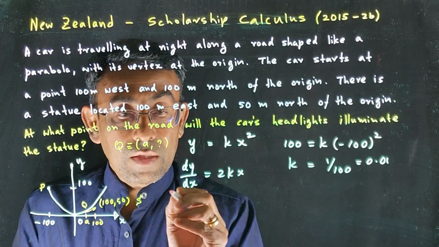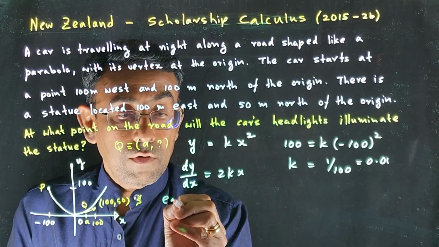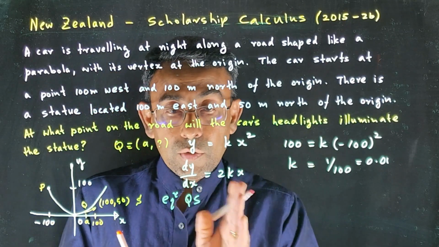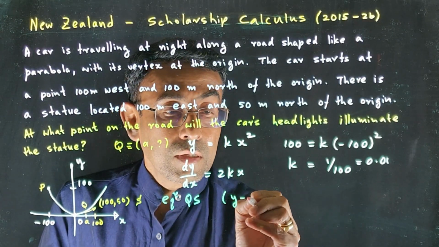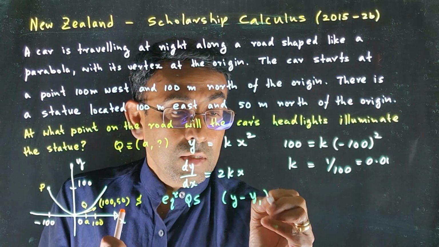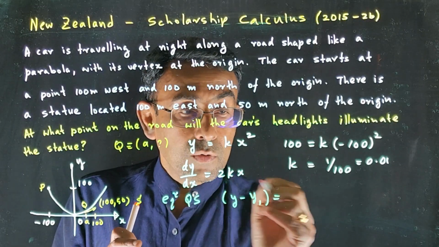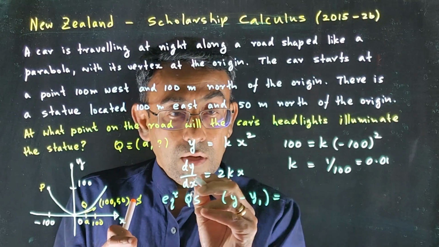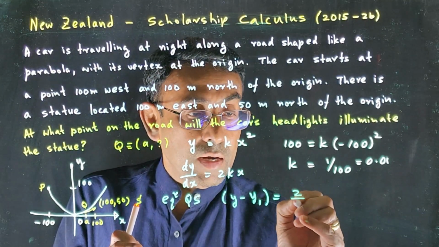So therefore we can write the equation of QS. At this point there's a tangent going that way, so it can be y minus y1 equal to m. The gradient is now found: dy/dx is 2kx, so we can find 2kx. 2k is equal to 2 over 100.